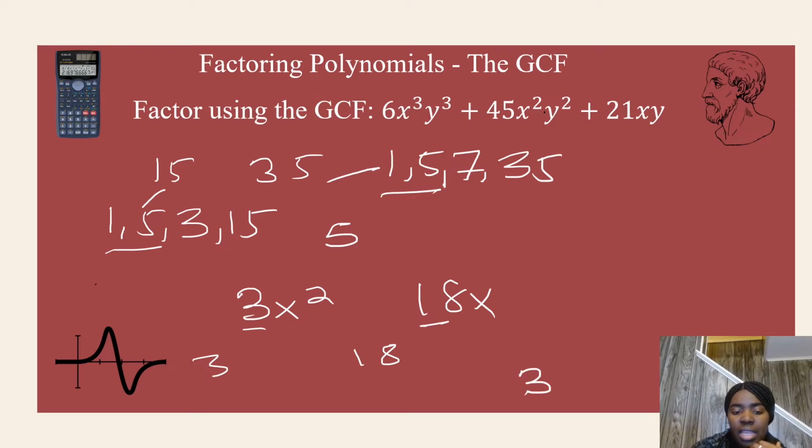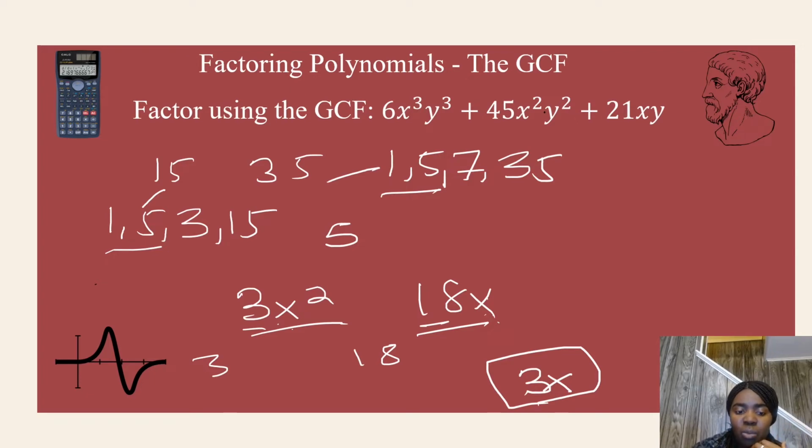If I look at the x's, like I have x squared and x, what's the greatest possible common factor there? If you're guessing x, that's correct, because x can go into itself, and x can go into x squared: x times x is x squared. So it's definitely a factor of both. X squared cannot go into x, so x squared is not a factor of x. So my GCF between 3x squared and 18x is going to be 3x. That's basically the gist of it.